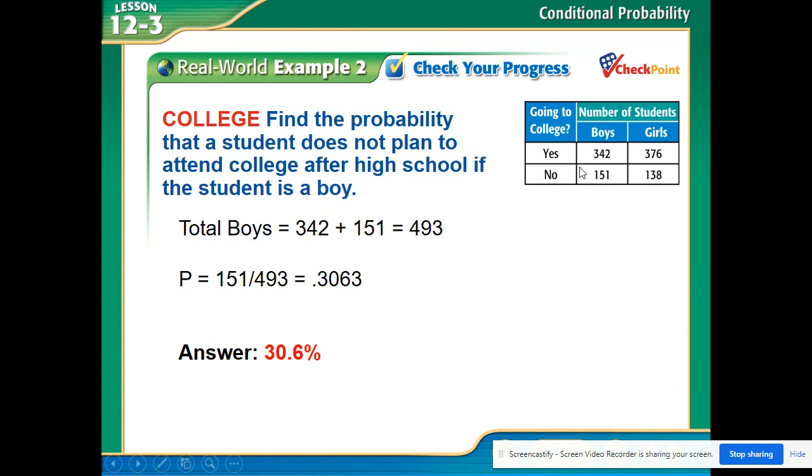Here's another one, doing the same thing, but now let's talk about if the student is a boy. So we have to total up the boys. That's my denominator. And then does not plan to go to school, so 151 out of the 493, giving us 30.6 or 30.6%.